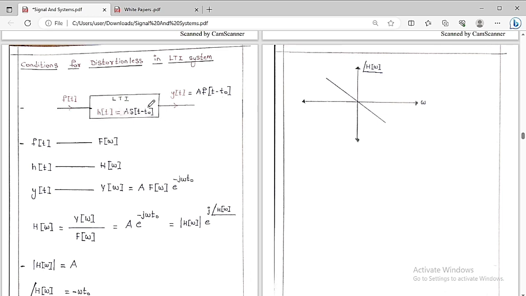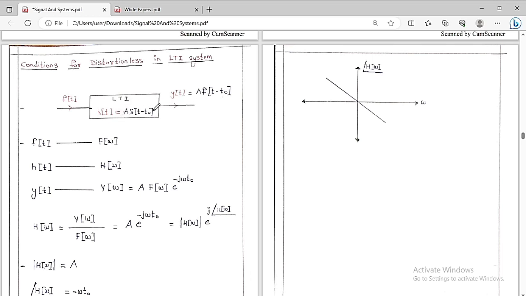So f of t convolution a into delta of t minus t naught: a comes outside, and f of t convolution delta of t minus t naught is equal to f of t minus t naught. Therefore y of t is equal to a into f of t minus t naught. This is the output that we get here.